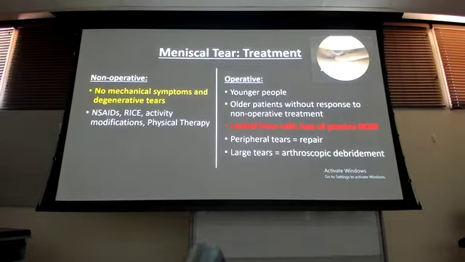I hope so. So no mechanical symptoms and degenerative tears, that's where that comes into play. Okay? So old busted knees, right, with no mechanical symptoms. So again, the question I'm going to ask you is, what's the range of motion? Okay? There you go. That's how I'm going to get that information. So NSAIDs, rest, activity modification, physical therapy. How many weeks are you going to put in physical therapy?